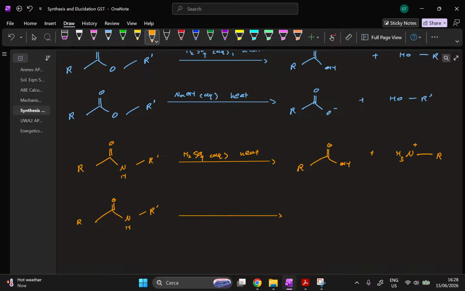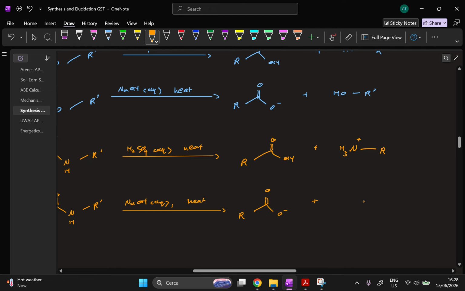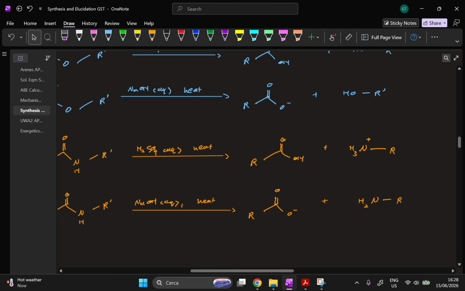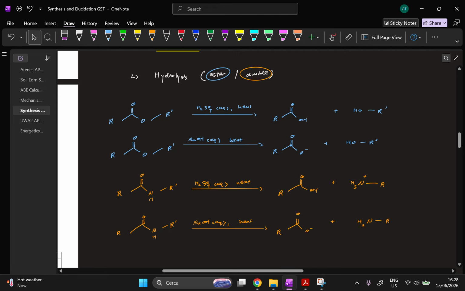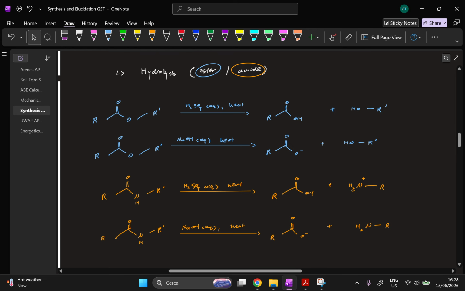On the other hand, if I have basic hydrolysis, once again, strong base, aqueous strong base, and heat, then instead of a carboxylic acid, in basic medium, this thing will be deprotonated to give me carboxylate. And this NH2 will just stay as NH2, because it's not protonated in basic medium. So these are my 4 conditions for hydrolysis of ester and of amide.